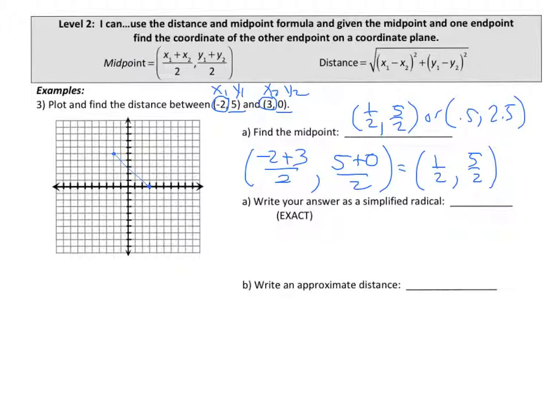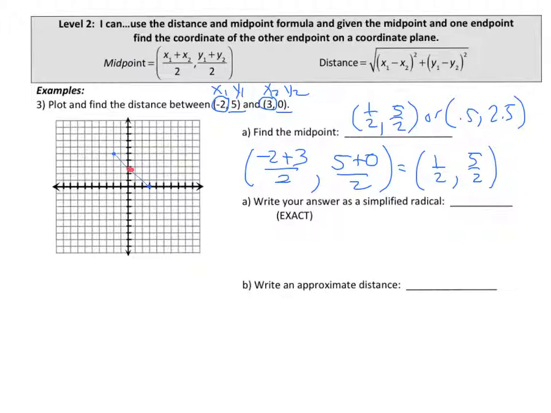Either would be fine. Now, if I wanted to plot that point on my graph, over 1/2 and up 2.5 would be about right here. I didn't draw that very well, but you see it's right in the middle of your line segment. So the midpoint formula does find the point that's right in between 2 other points.